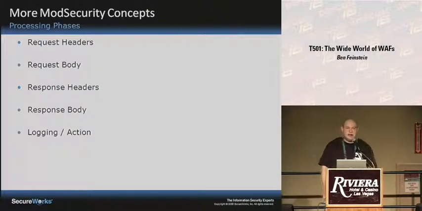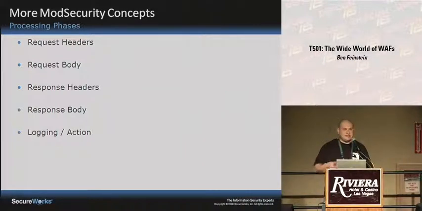So some more concepts around the ModSecurity web app firewall. ModSecurity breaks down its processing into several phases, and these are phase 1 through 5. And when you look at the rules language, they're identified by number. So the first phase, ModSecurity is going to process all your request headers for that inbound request. It's going to match rules against the request headers.